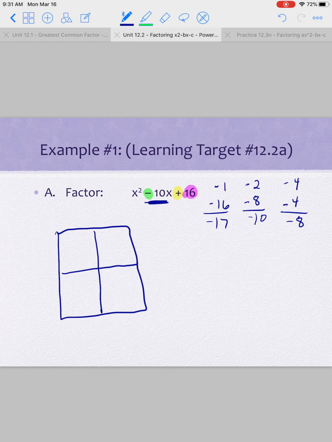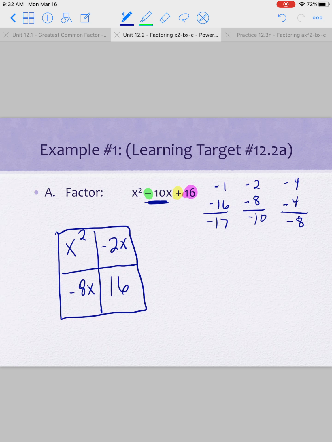Okay? Top left corner will be my first term. Bottom right corner will be my C. And then I'll have my two terms that add up to that middle term right here. All right, so now I'll start with my greatest common factor.